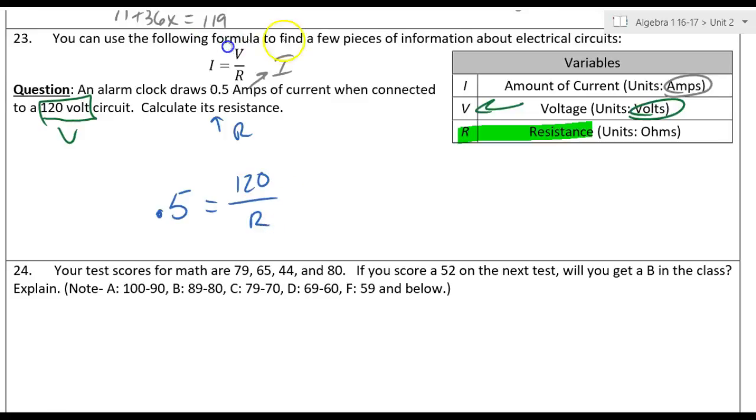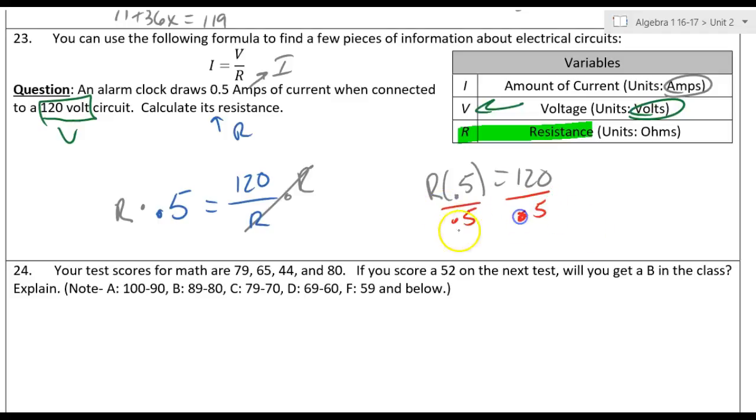If I want to solve here, I can't have R in the denominator, so I have to multiply by R on both sides. So I get R times 0.5 is equal to 120. Again, we're solving for R, so I have to get R by itself. It's being multiplied by 0.5, so I have to divide by 0.5. When I do that, I get R is equal to 240 ohms, because that's what it's being measured in here.